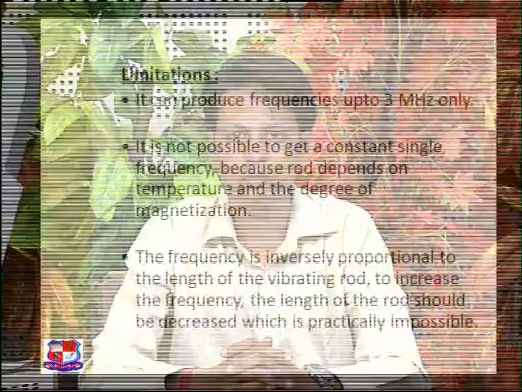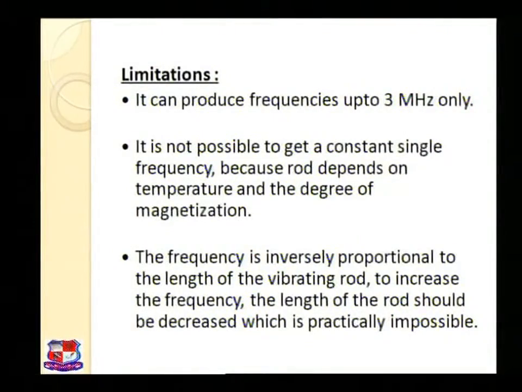While going to the third point, the frequency is inversely proportional to the length of the vibrating rod. To increase the frequency, the length of the rod should be decreased, which is practically impossible. So by decreasing the rod, you can increase the frequency, but practically it is not possible. So this is one of the limitations of the magnetostriction method.